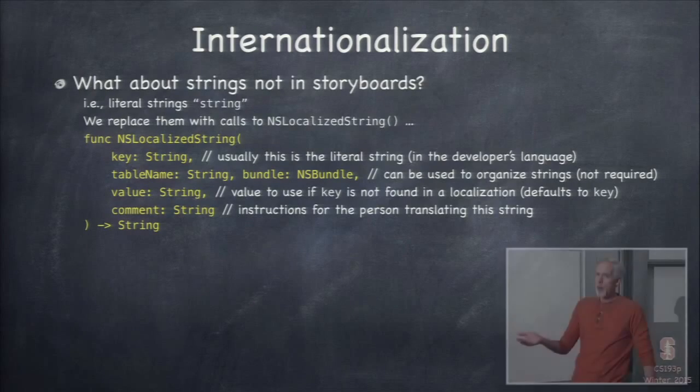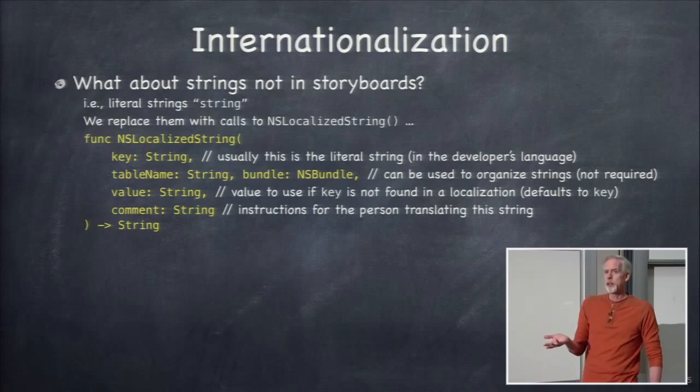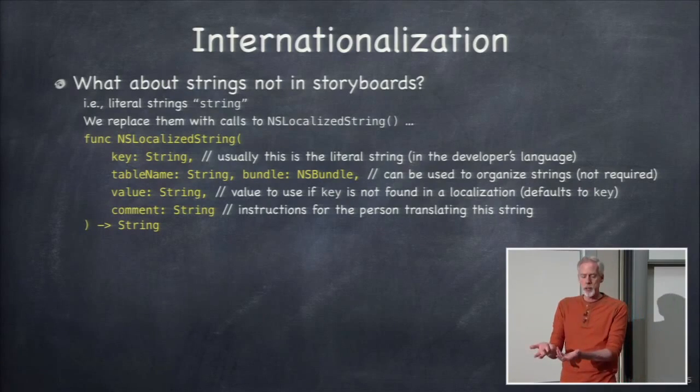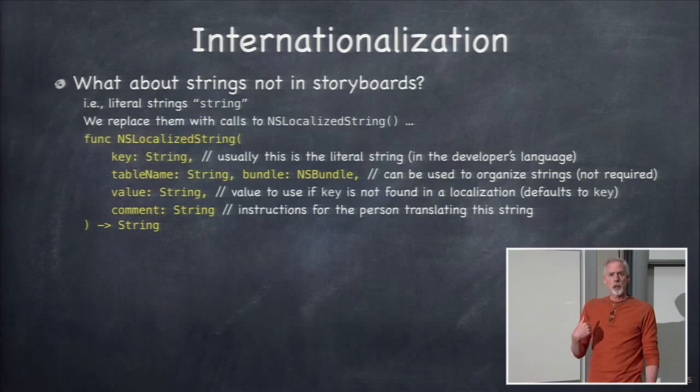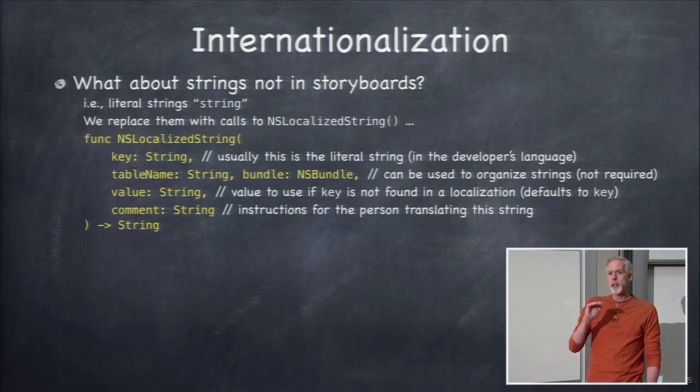So there are other strings in your app, though, besides those storyboard things in labels and stuff. There are literal strings, strings that in your code you put into the UI. And the way you localize those is by calling this function NSLocalizedString. Okay, very, very important function. Every single literal string that's ever going to appear in the UI needs to be wrapped in a call to NSLocalizedString. So the arguments to this thing, the first thing is the key.